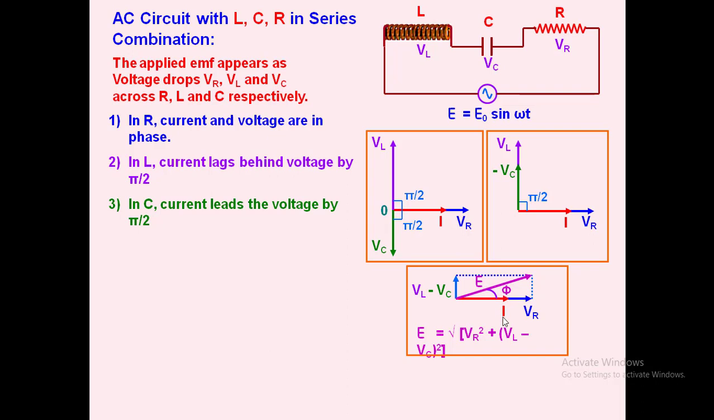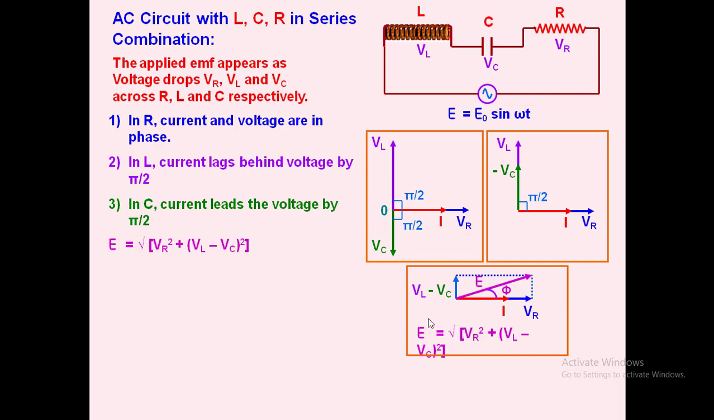So both current as well as resultant EMF are not in the same direction. There is some phase difference and that phase difference is represented by phi, where E is represented as root over VR square plus VL minus Vc whole square, by using Pythagoras theorem.